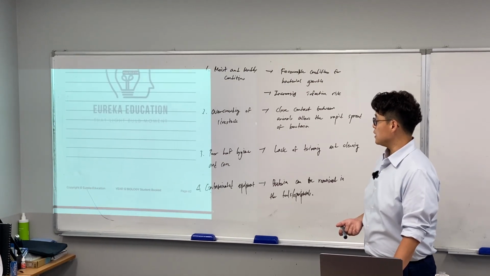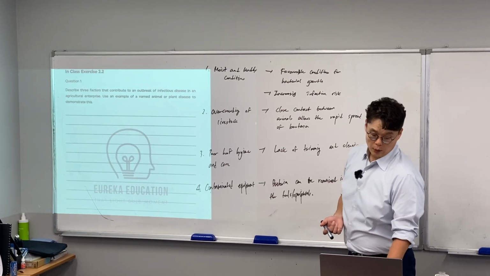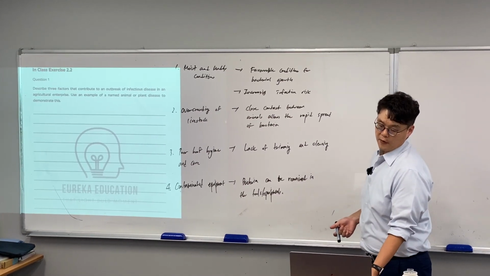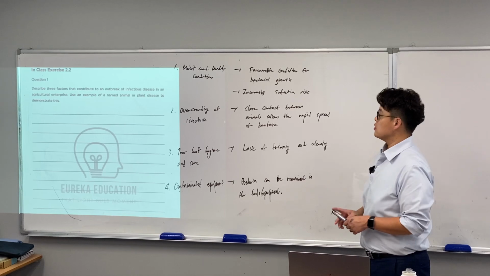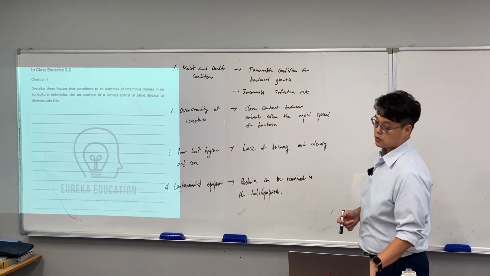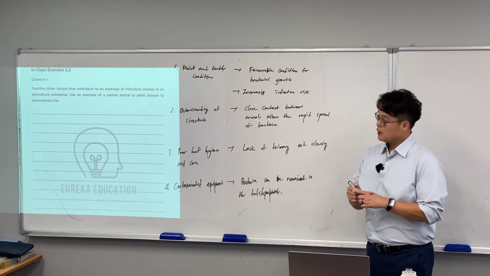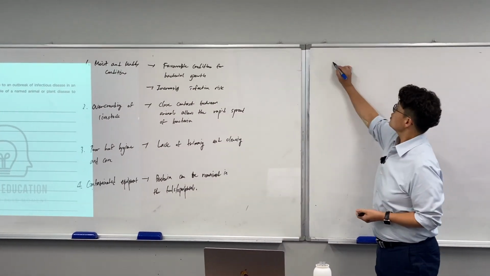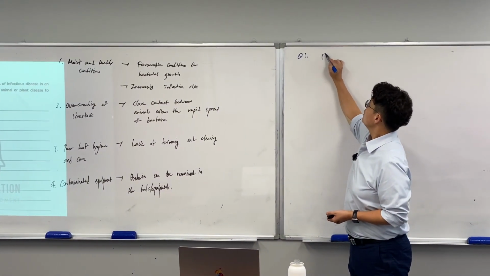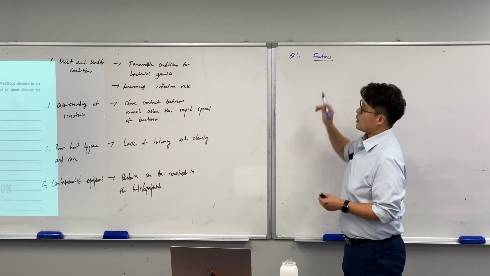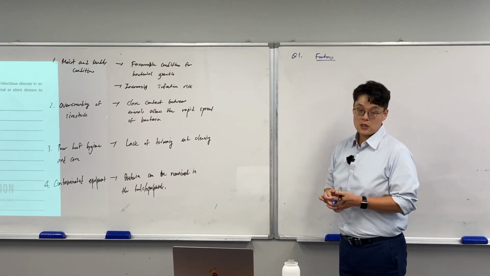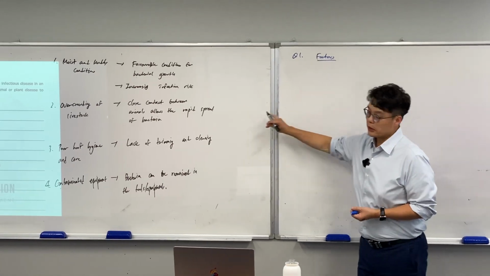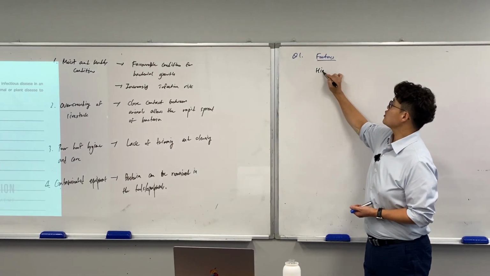But page 62. I want to focus a little more on the factors that contribute to the outbreak of infectious diseases in agriculture, basically related to Australian plants as well. So let's make a table for this again. Question 1. Let's go for the possible factors that cause infectious disease in agriculture. 1, as we talked about, overcrowding in the livestock, high population.